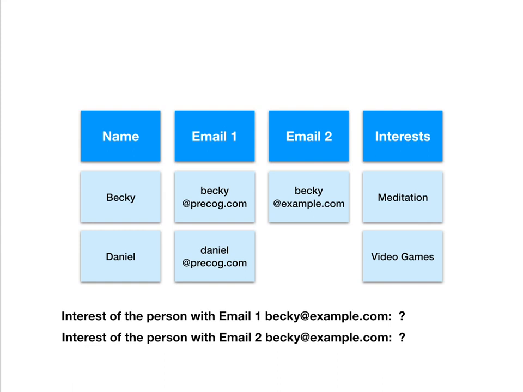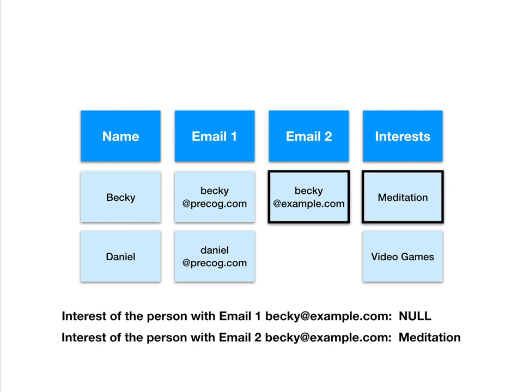Let's ask a different question. What is the interest of the person with the email becky@example.com? We can't simply ask that question. We need to ask that question for every email column. In this case, we can see that the person with email 2, which is becky@example.com, has the interest meditation.